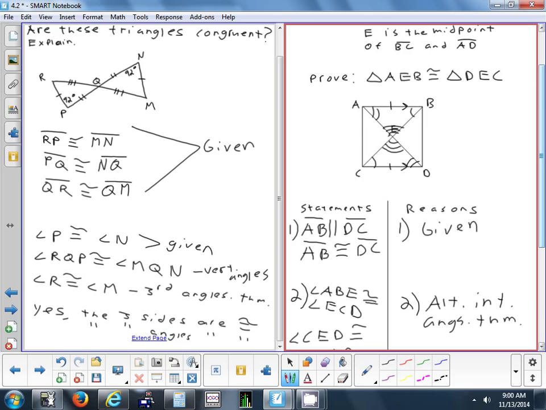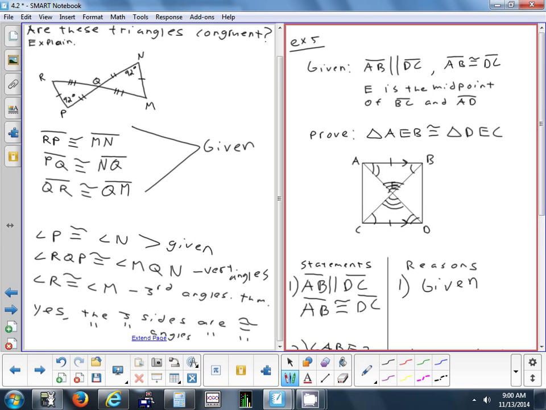Now we've got to get the sides to match. Well, I already know two of the sides match. AB matches up with DC. That's given, and I already said it. So we've got that one. Now the other sides. What about? Let me just write this so you can see it again. This was point E.